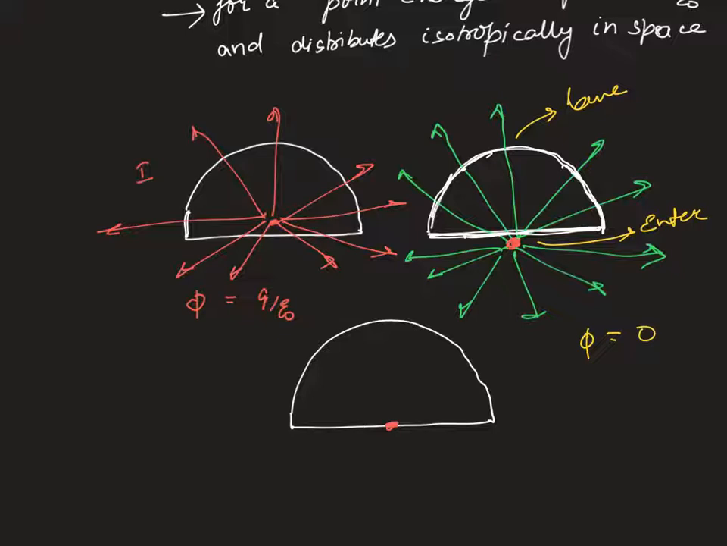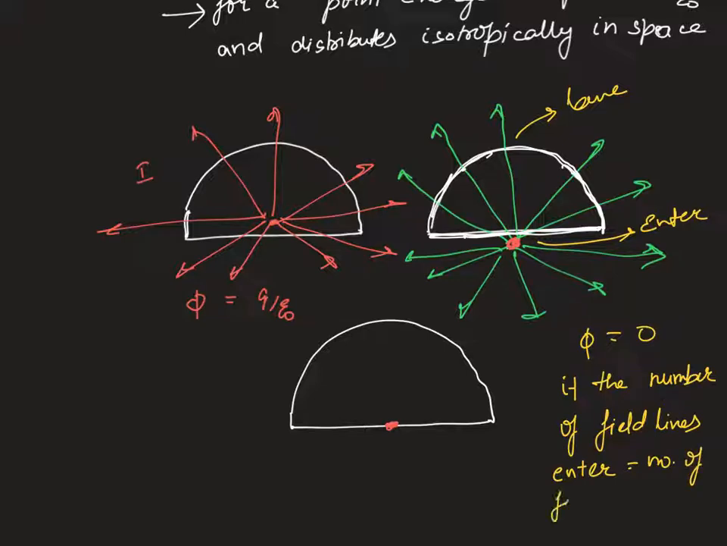Let me write it. If the number of field lines entering equals the number of field lines leaving, then we'll say that the flux is equal to 0. So in this second case here, the flux is equal to 0.